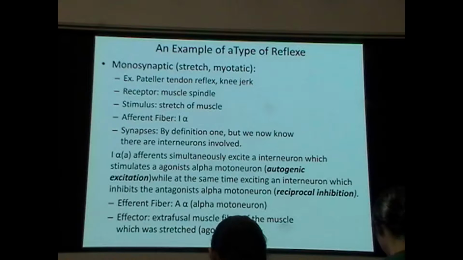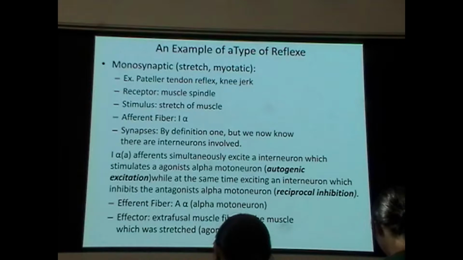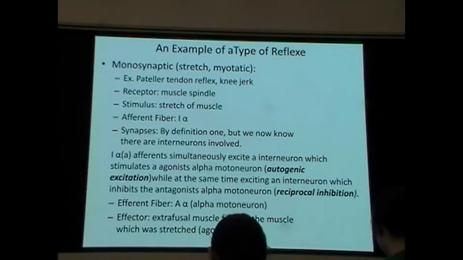At the same time, though, to facilitate this type of movement, there is an interneuron which is inhibitory to a muscle which acts antagonistically to the muscle being stretched. So not having any relationship to the agonist muscle, the muscle being stretched, but to the antagonist muscle, the muscle that would oppose that same movement. That's called reciprocal inhibition. So that facilitates this process.